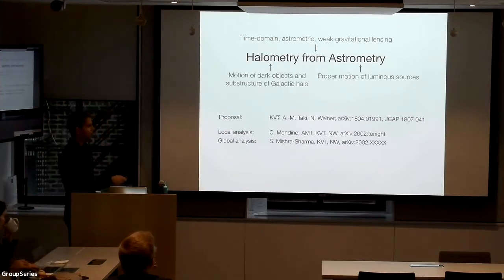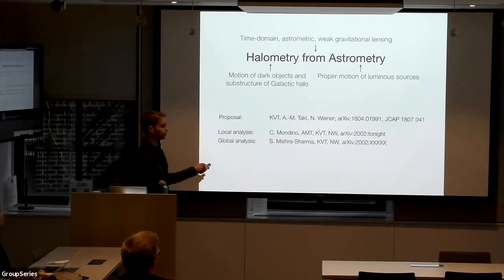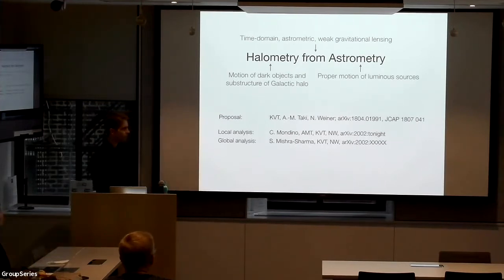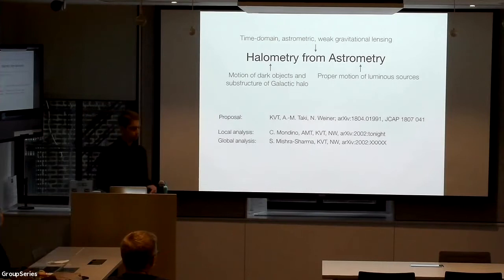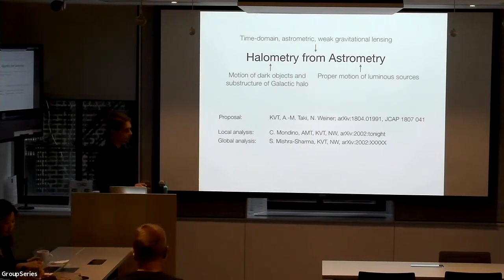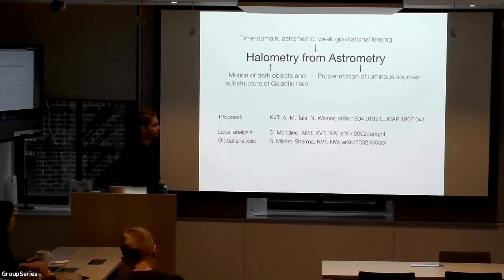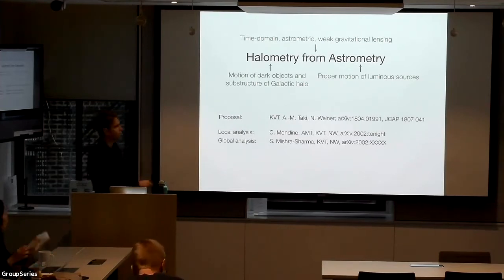And this was a proposal that I wrote with Neil Weiner and a graduate student at NYU, Anna Maria Taki, who's now a postdoc at Oregon, that we called Halometry from Astrometry. So we think you can leverage the giant leap in precision in statistics in current astrometric surveys, basically the discipline that looks for the location and motion of luminous sources, to do the same thing for dark structures, so halometry.